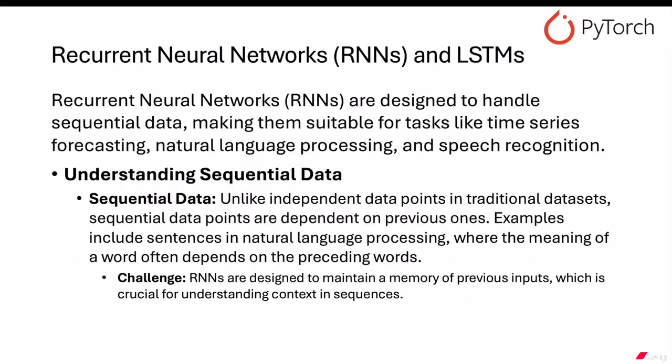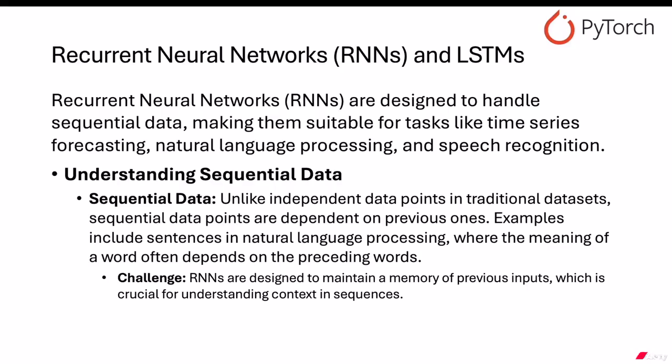Now let's look at recurrent neural networks, RNNs, and LSTMs. Recurrent neural networks are designed to handle sequential data, making them suitable for tasks like time series forecasting, natural language processing, and speech recognition. Understanding sequential data: unlike independent data points in traditional datasets, sequential data points are dependent on previous ones. Examples include sentences in natural language processing, where the meaning of a word often depends on the preceding words.